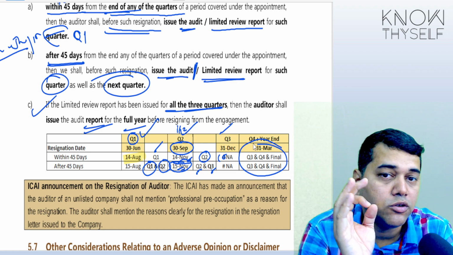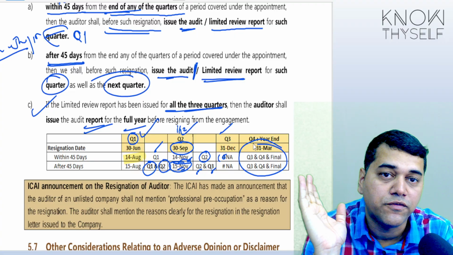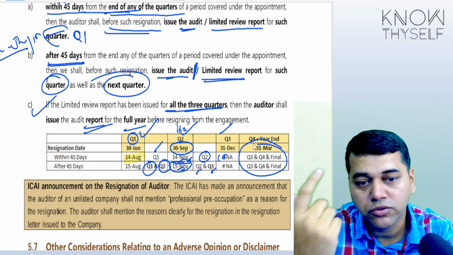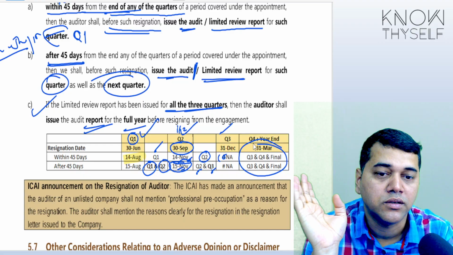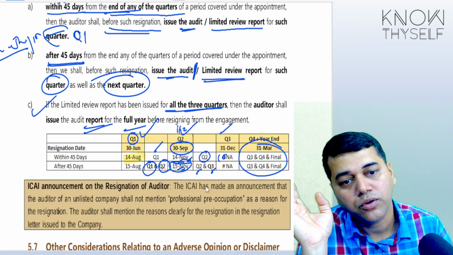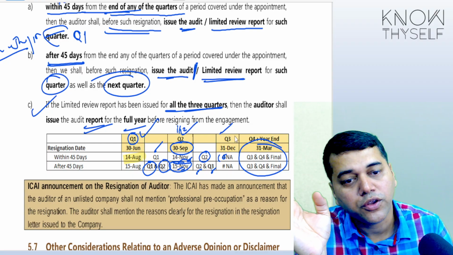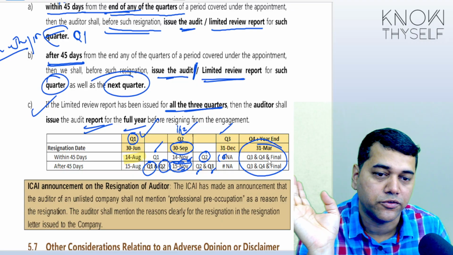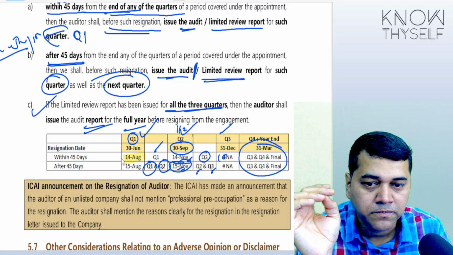If any auditor does not want to audit the full year financial statement, then they have to resign within 14th November. If they resign after 14th November, then they have to audit Q3 also, Q4 also, full year also. I hope this statement is clear.